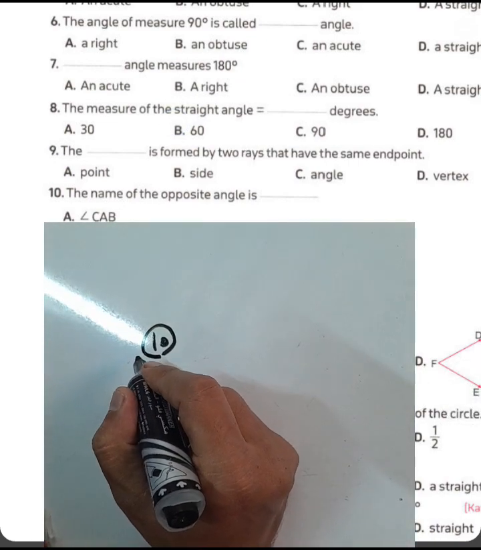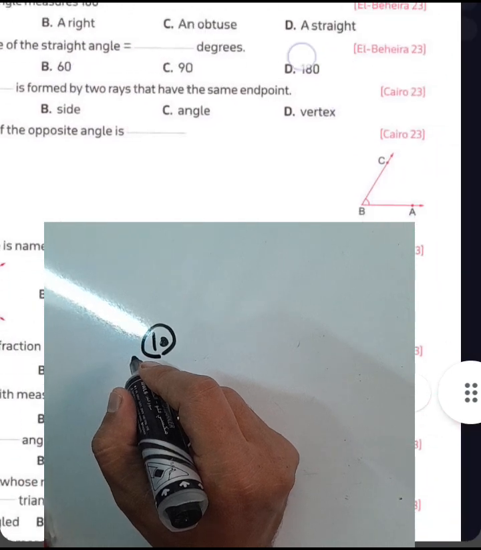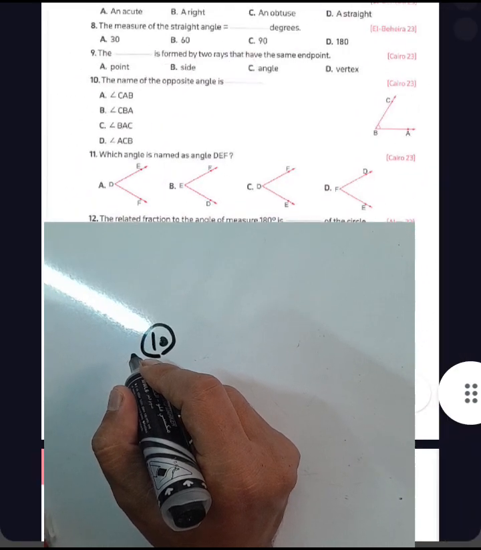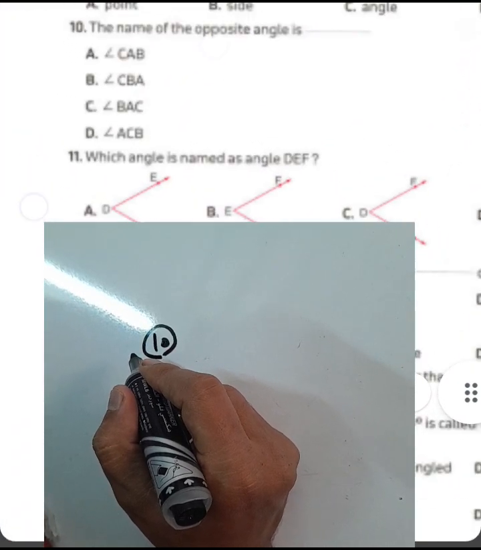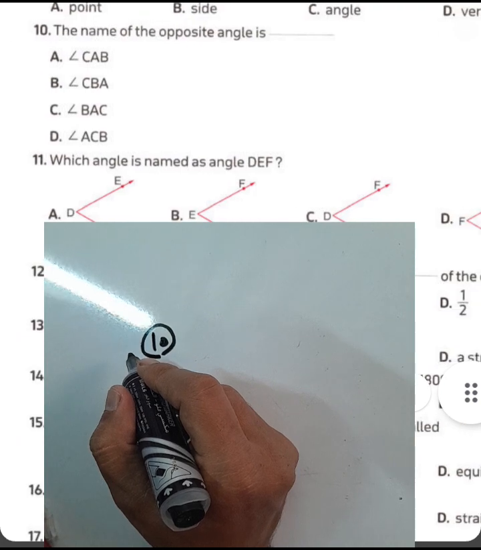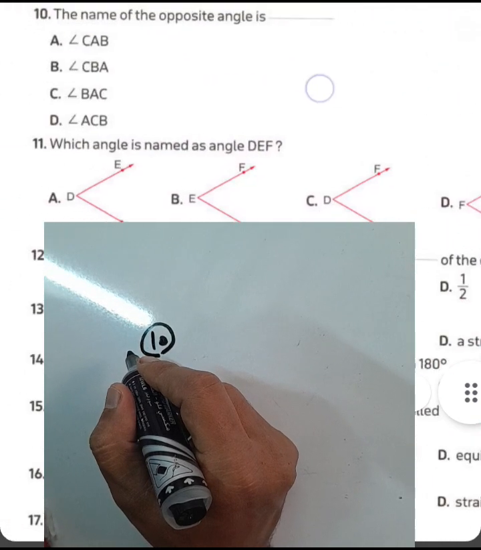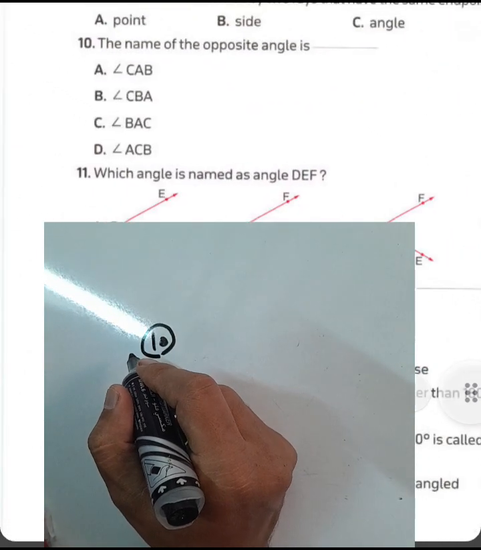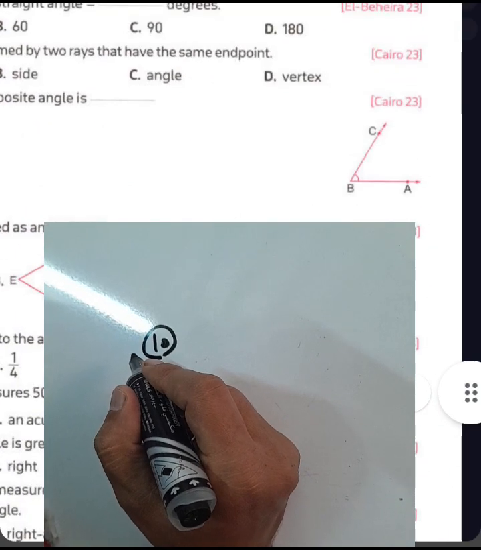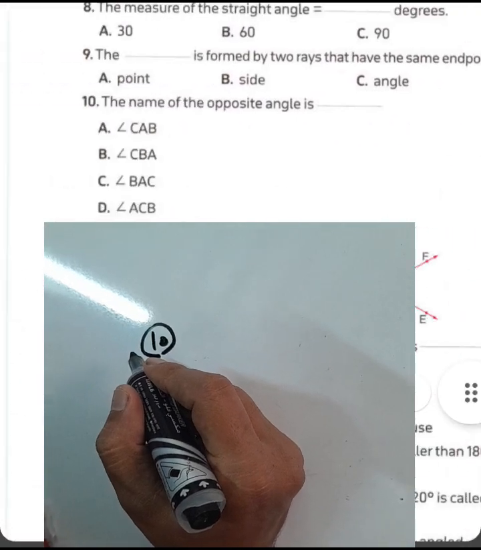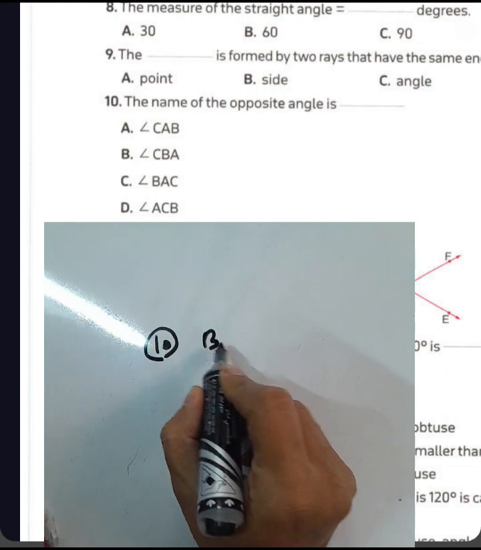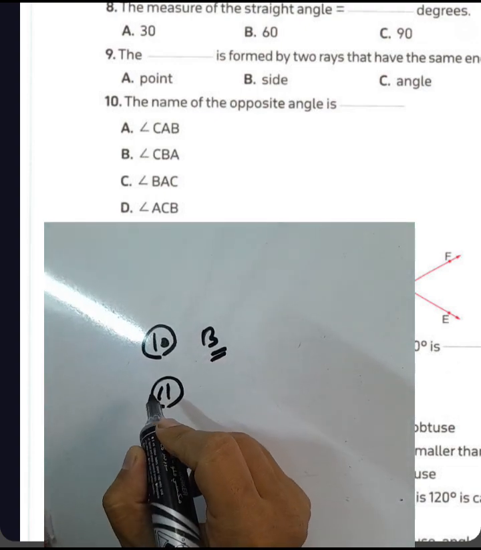The name of the opposite is what? Angle ABC or CBA. Okay, it's ABC here, ABC or CBA. Choose letter B. We can call it CBA. Choose letter B.